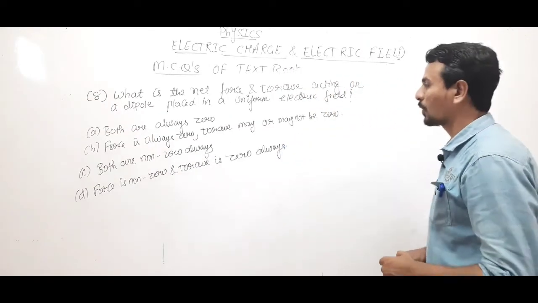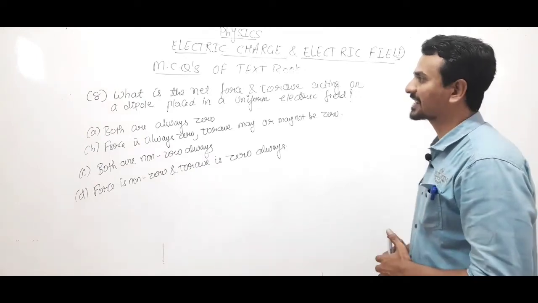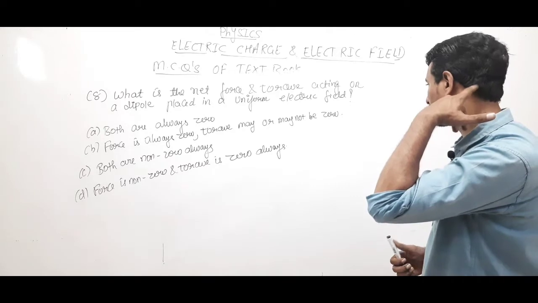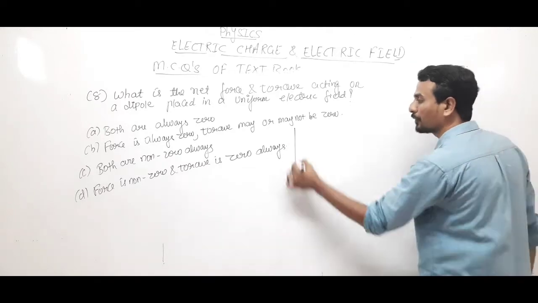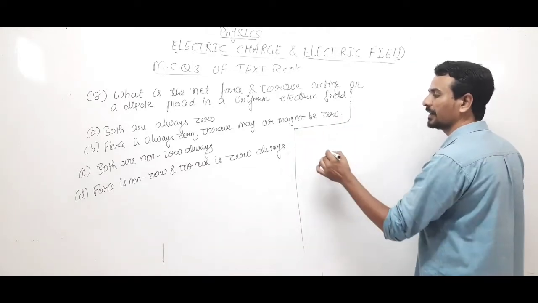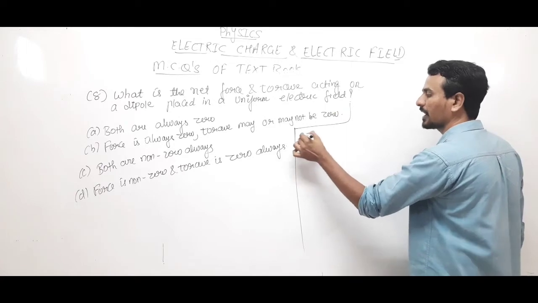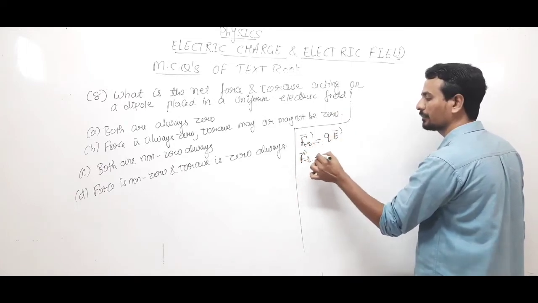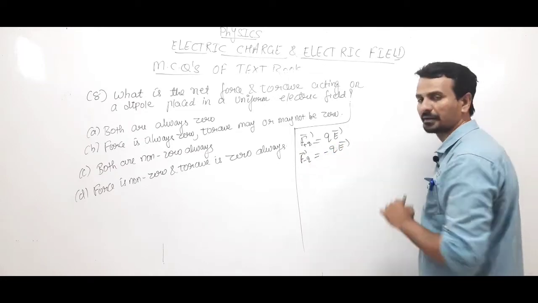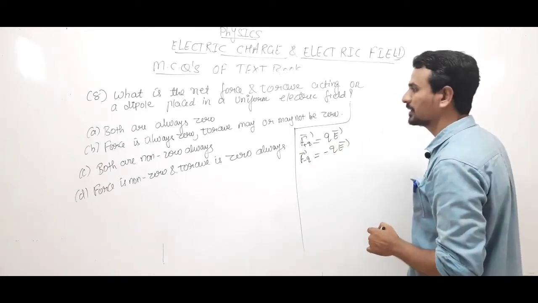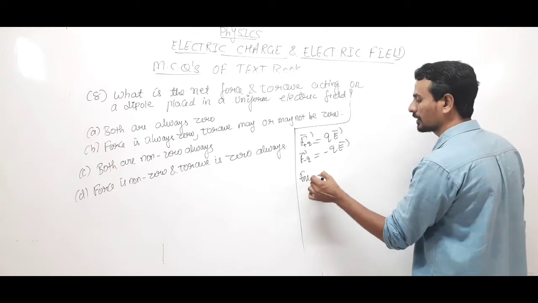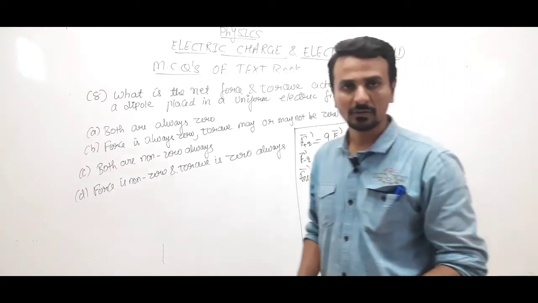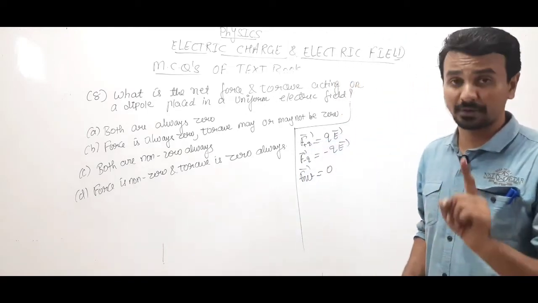Eighth one. What is the net force and torque acting on a dipole placed in a uniform electric field? Okay, so when a dipole is placed in a uniform electric field, force on positive charge is plus QE, force on negative charge is minus QE, right? Clear? That means net force is 0, and this will always remain 0. Right, when a dipole is placed in uniform electric field.